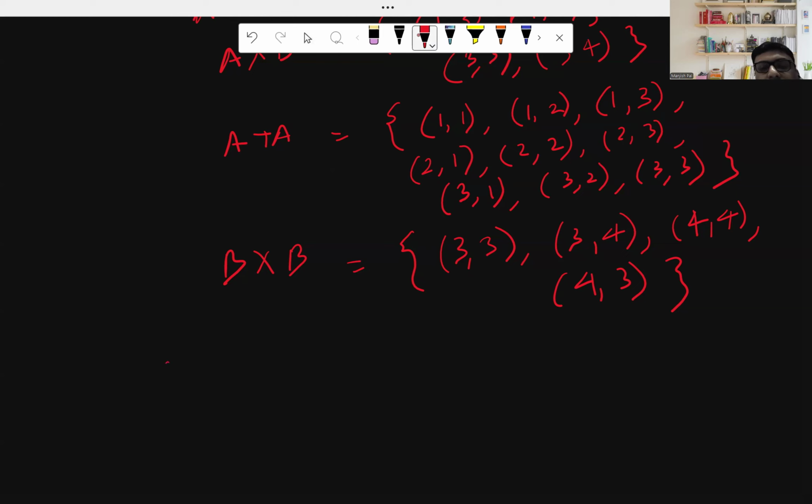Based on these definitions, we will further discuss the properties of relations.